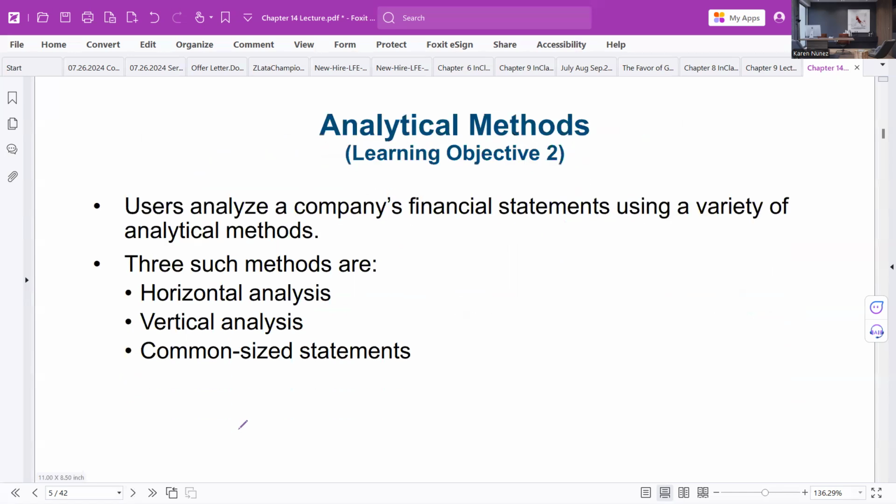Let's start with the analytical methods. There are three commonly used analytical methods, and we'll look at two of them: horizontal analysis, vertical analysis, and common-sized statements.